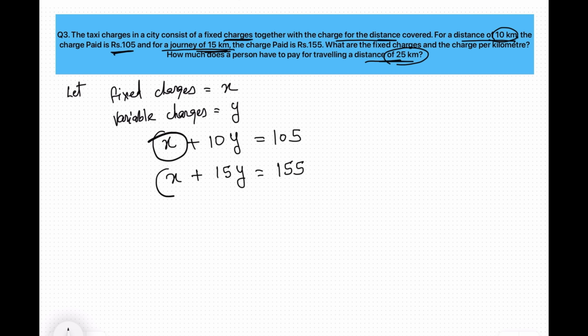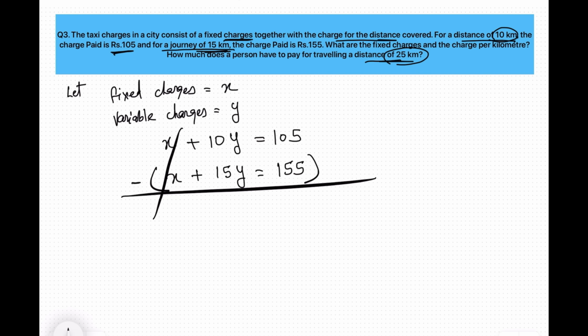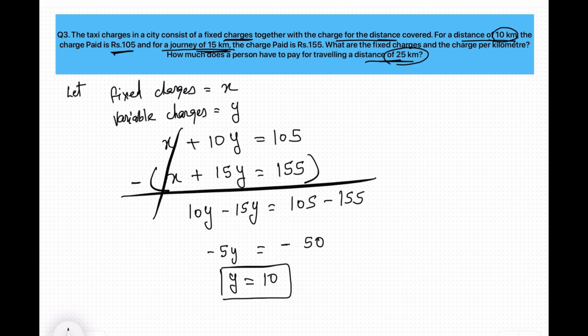We can see the x we can easily cancel in this question, right? So we can multiply the second equation by minus and cancel out. So the first, 10y minus 15y equals 105 minus 155, correct? So 10y minus 15y we can write as minus 5y, and 105 minus 155 we can write as minus 50. From here we can divide by minus 5 on both sides, and we get the answer 10. So we came to know the variable charge is 10 per kilometer, right?